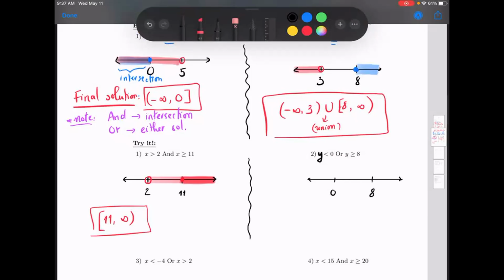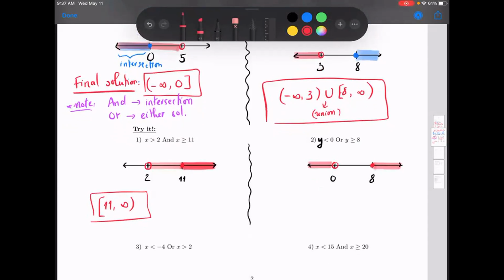What about number 2? Y is less than 0, so it's hollow at 0 and solid at 8. Y is less than 0 from negative infinity up to 0. And then Y is greater than or equal to 8, so from 8, shade it out. Because it's an or, you want to pick both. Or, think joint bank account. So negative infinity to 0, parentheses for both. And then union, don't forget the union. 8 is included, so bracket 8 to infinity.